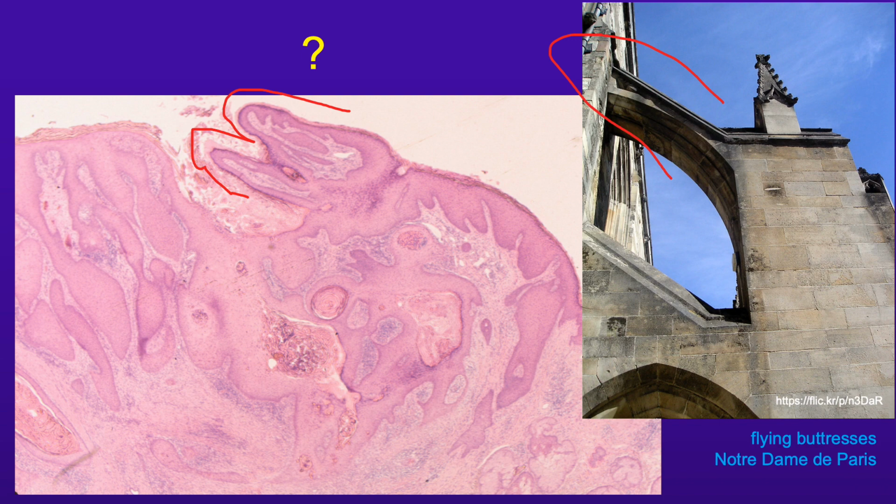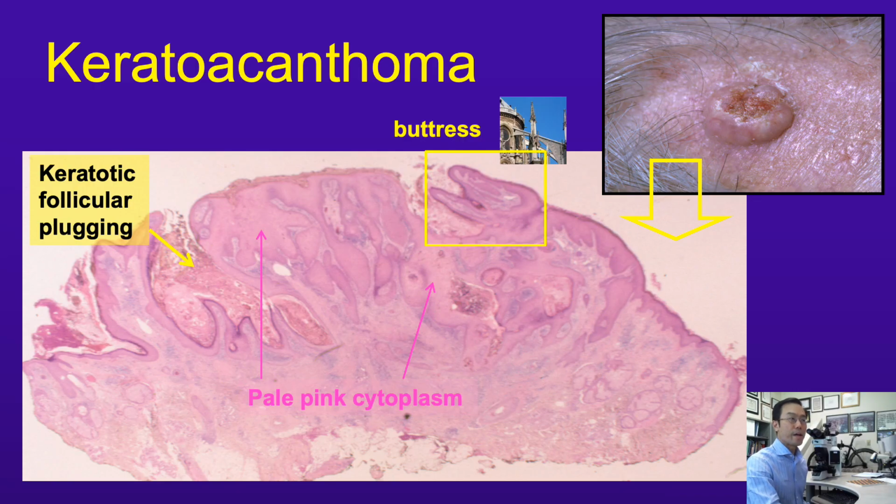In the world of dermatopathology, Gothic flying buttresses are most characteristic of keratoacanthoma. And here we see both a characteristic clinical image as well as a panoramic view of an excised lesion. Characteristic features include these overhanging epidermal papillations likened to the flying buttresses. Typically, the tumors have abundant pale or glassy eosinophilic cytoplasm and central keratotic follicular plugging.